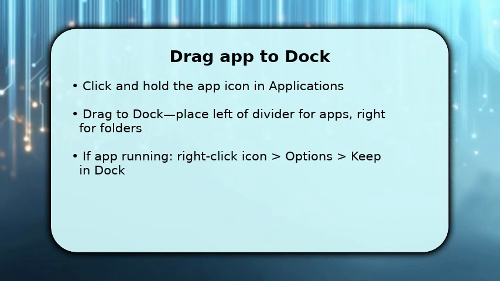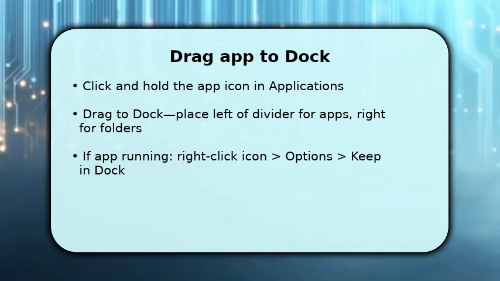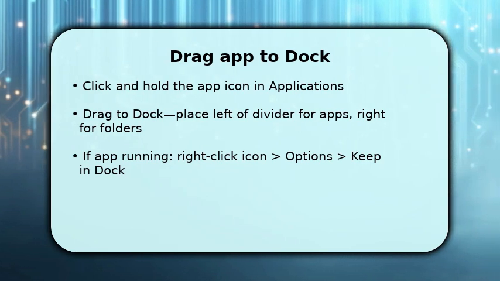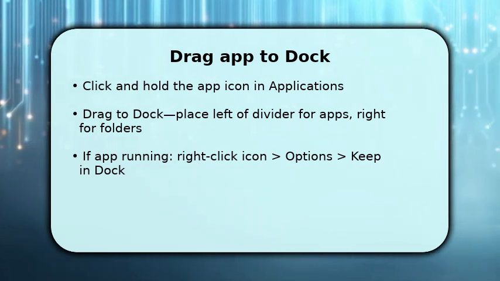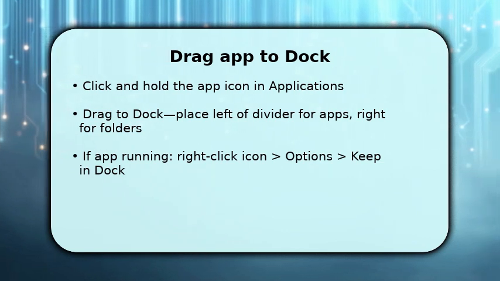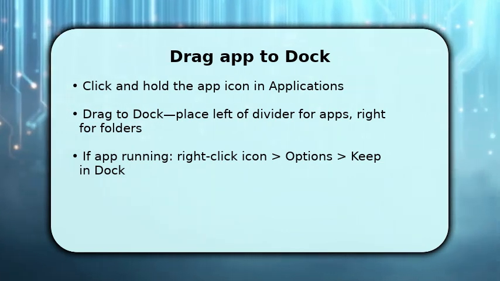Click and hold the application icon and drag it down to the dock. Aim to drop left of the small divider line for apps, and on the right side only for folders or minimized windows. Once the icon is in position, release to pin it permanently.